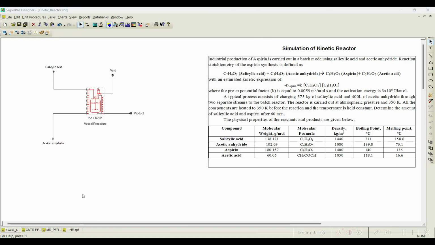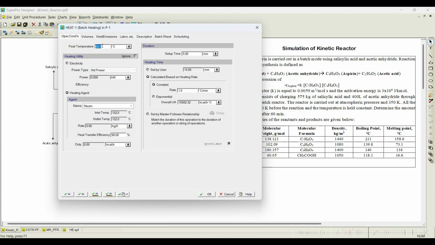Click to the next operation, the heat operation. Here we need to heat it to 350 Kelvin before the reaction. The heating agent is by default chosen as steam, and the heating rate is 1 degree per minute. So we go with the default.